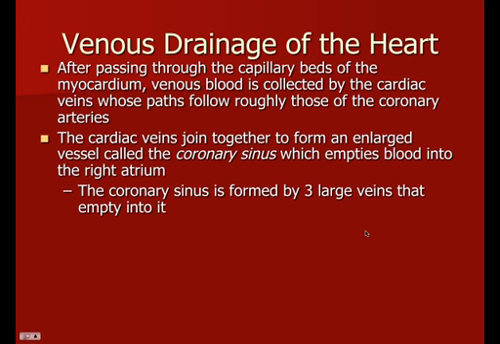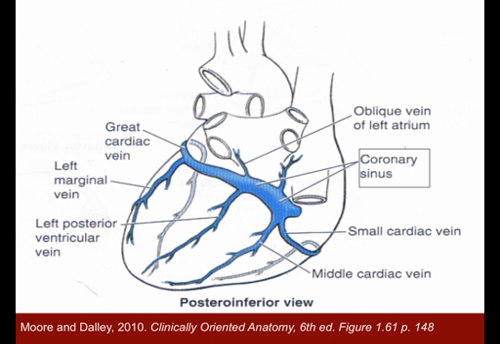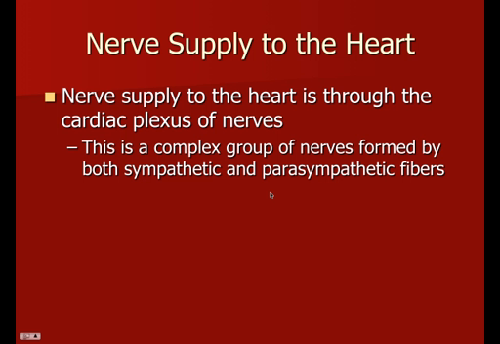After passing through the capillary beds of the myocardium, venous blood is collected by the cardiac veins, whose paths follow roughly those of the coronary arteries. The cardiac veins then join together to form an enlarged vessel called the coronary sinus, which empties blood into the right atrium. And here is your coronary sinus. Here's your left posterior ventricular vein, left marginal vein, and the great cardiac, all forming this larger sinus.